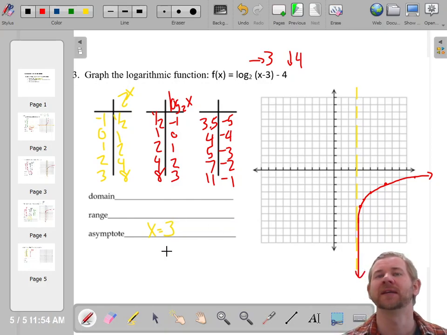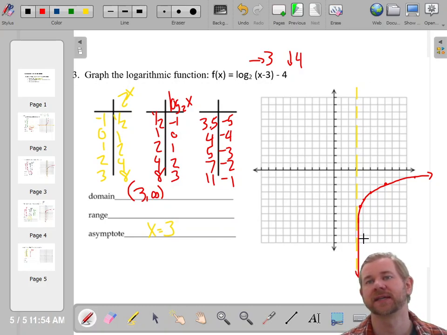Okay. Domain, 3 to infinity. The x's, the smallest x is 3. It goes forever to the right. So 3 to infinity. Range, all of them have the same range. All real numbers, negative infinity to positive infinity.